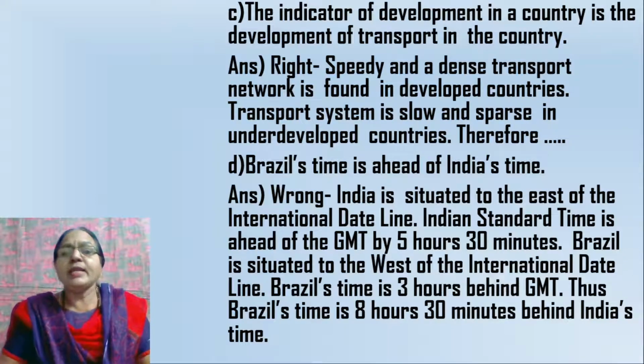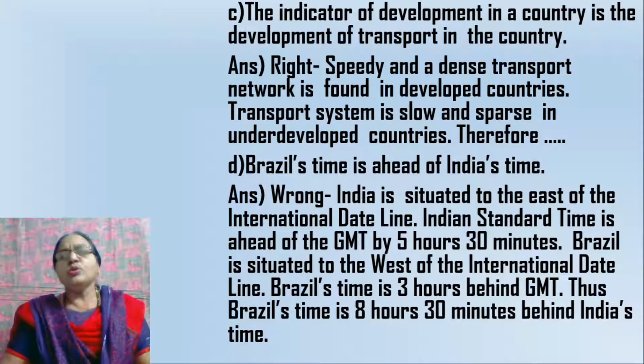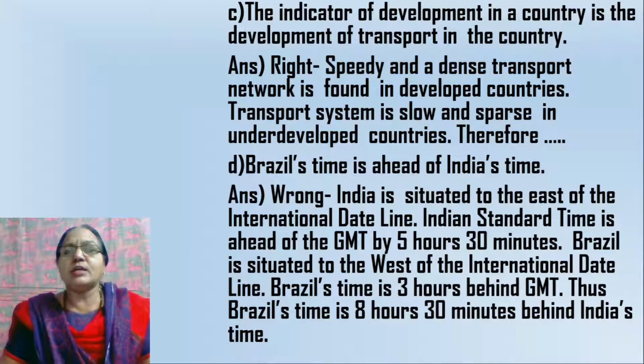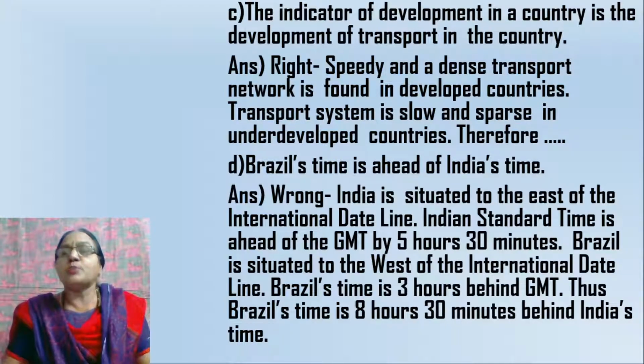Third one, an indicator of development in a country is the development of transport in a country. The moment you look at a country, if there is easy availability of transport and communication, that is, there are good roads and developed railways, the country is developed. We have studied about the Amazon region. Compared to other parts it's not developed because of the swampy nature, the dense forest, and high rainfall. So this statement is right.